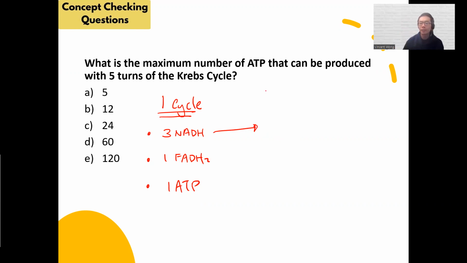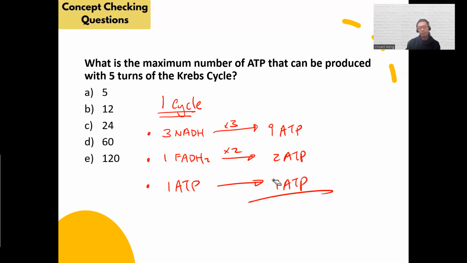They will carry them to the final destination, the ETC, where the high energy electrons will be used to make lots and lots of ATP. For each NADH, we can make 3 ATP. So that's 9. And then this is times 2. And then ATP is just going to be ATP. We add them up. 9 plus 2 plus 1 is 12 ATP. So one spin, one cycle will make a total of 12 ATP.